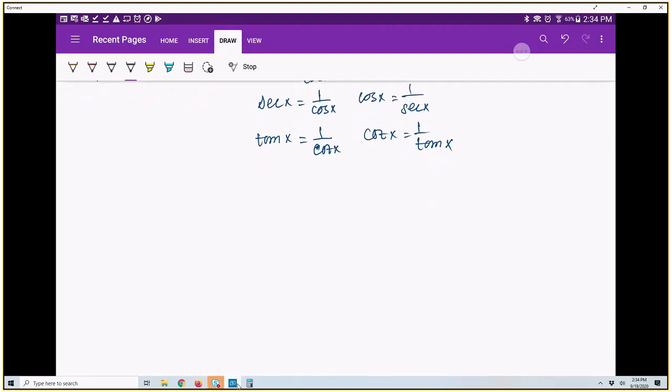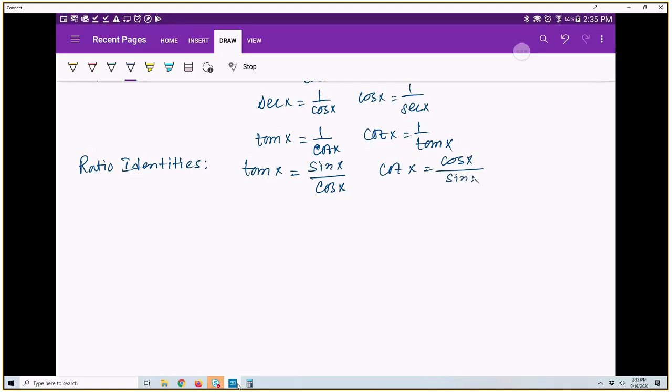Then we'll talk about the ratio identities. And there are 2 of them, tangent and cotangent. So tangent of x is sine x over cosine x. Cotangent x is cosine x over sine x.